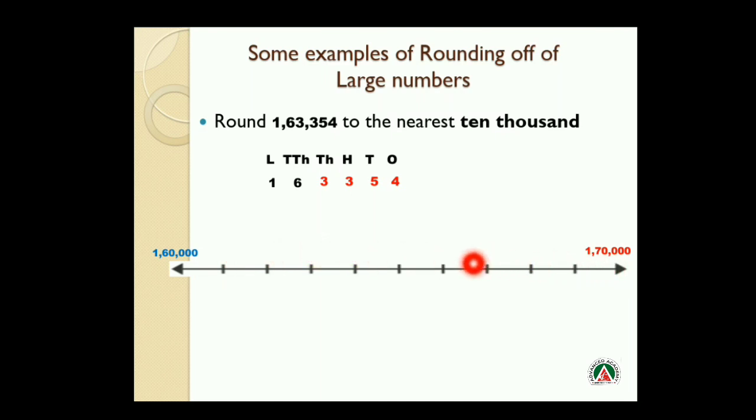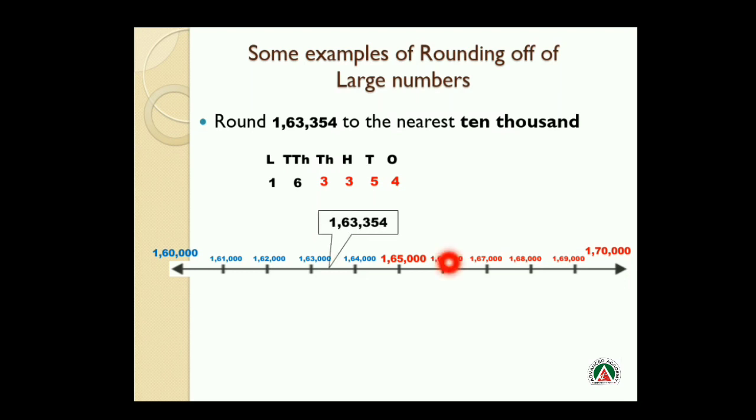So 1,60,000 and 1,70,000. What will be the center position, the midpoint? The easy way to find the midpoint is to take 60 and 70. What will be the midpoint between 60 and 70? 65. So the midpoint will be 1,65,000, and the rest of the places are 1,61,000, 1,62,000 and so on.